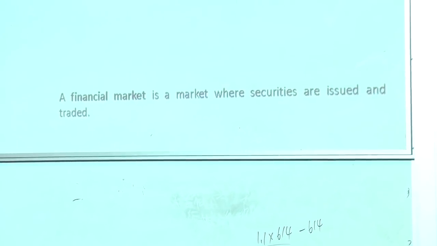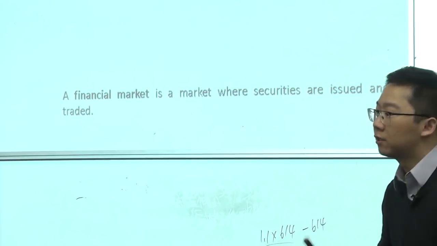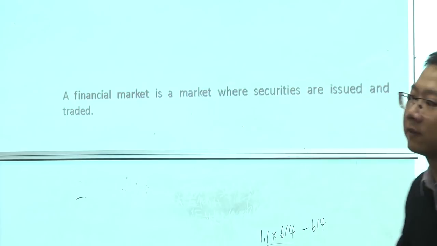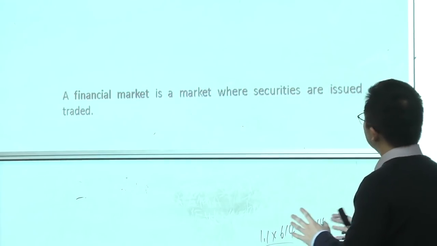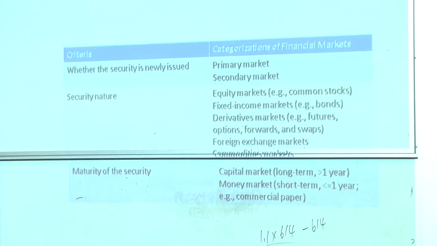What is a financial market? It is a market where financial securities are traded, right? Stocks and bonds and derivatives and commodities. There are different categorizations of financial markets. It could be categorized based on whether the security is newly issued. If it's newly issued, we call it a primary market. If a stock goes by IPO, it first goes to the primary market. And then if it's not newly issued, it goes to the secondary market.